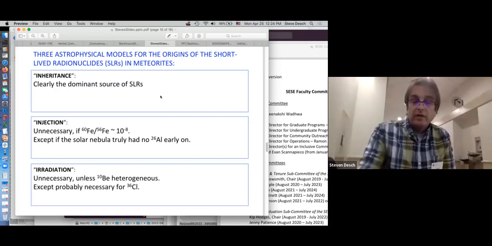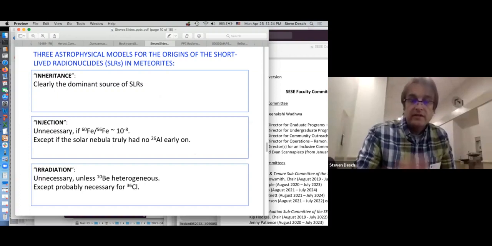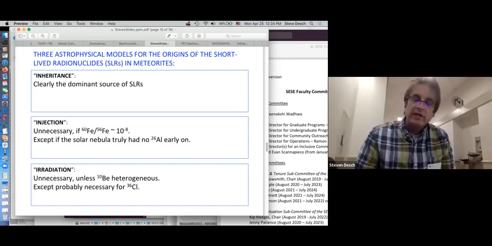So at that point, that is the summary of the astrophysical models and what we need to know from meteorites to address which one of these is dominant or ruled out. And so Sasha's going to talk about meteoritic data now.